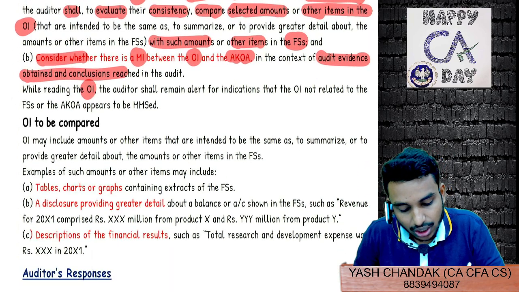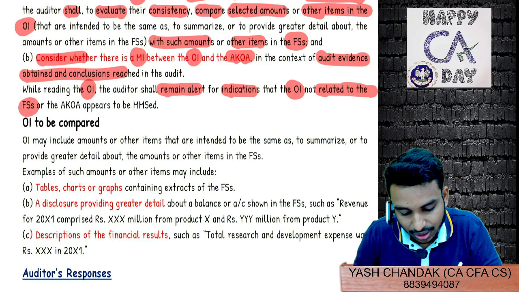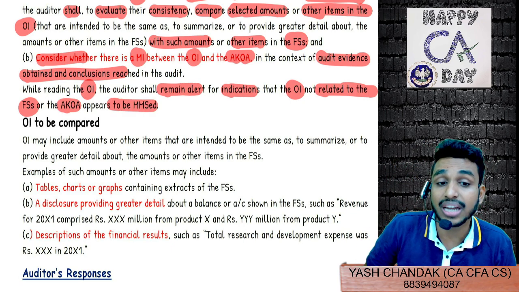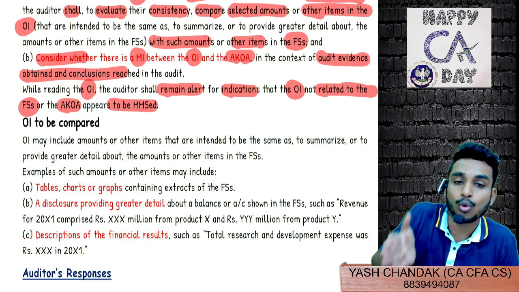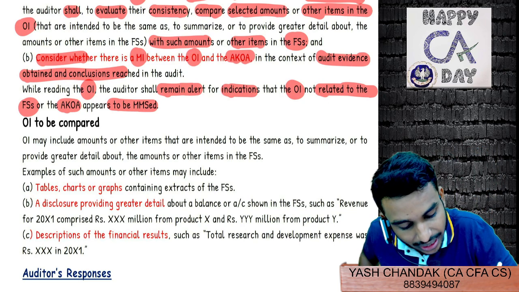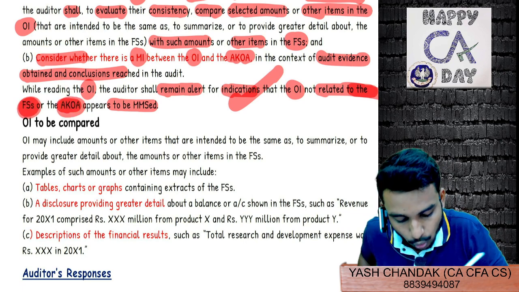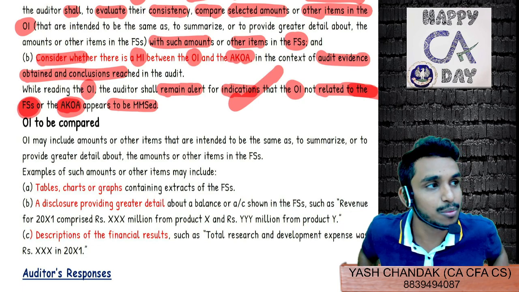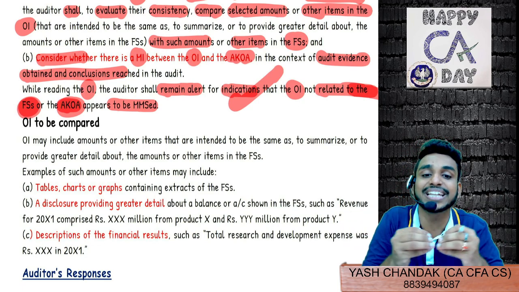While reading the OI, the auditor shall remain alert for indications that OI not related to the financial statements and AKOA appears to be MMS. मतलब अब जब अगर consistent नहीं मिल पा रहा है, if you are not able to see the consistency between OI and FS and OI and AKOA, then auditor has to see the indications that OI not related to FS or the AKOA may be MMS, maybe materially misstated. That means fine, OI materially misstated हो सकता है with respect to all those information which we can tally.